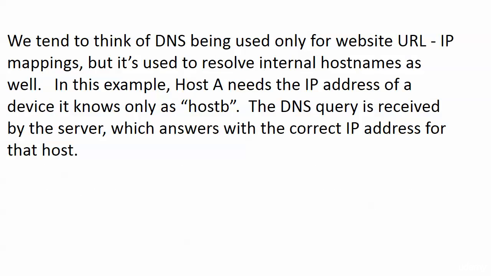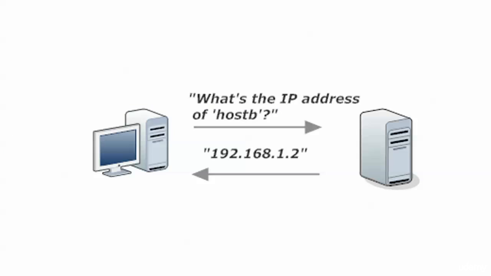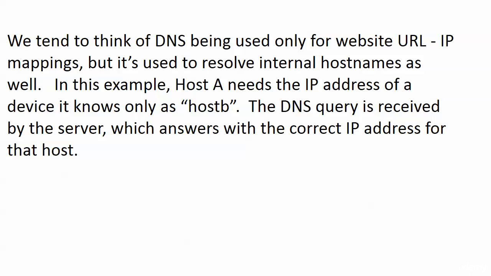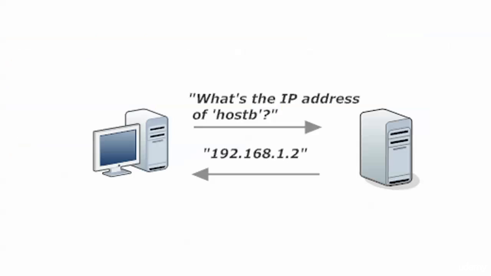You also use DNS to resolve internal host names as well. If we have a host that needs the IP address of a device it knows only as host B, then it's going to have to send a query out to a DNS server. Then the server can respond and say, okay, the address you actually want is 192.168.1.2, and that's it.